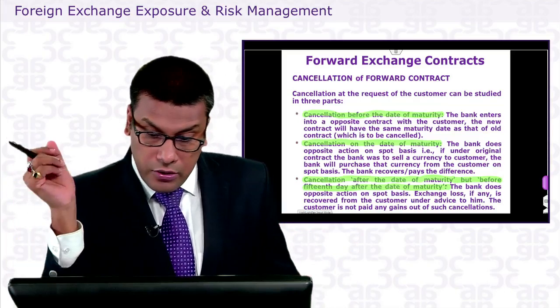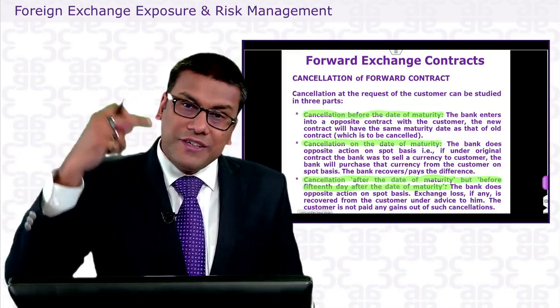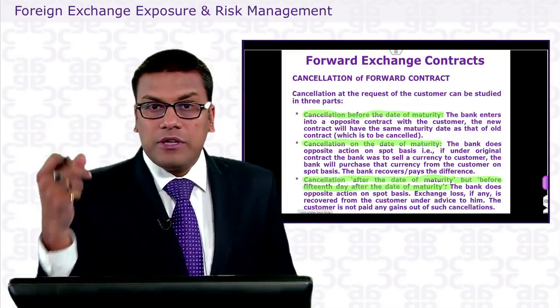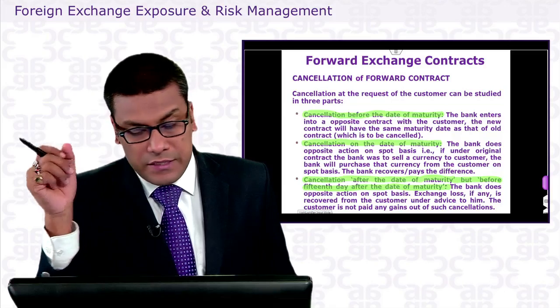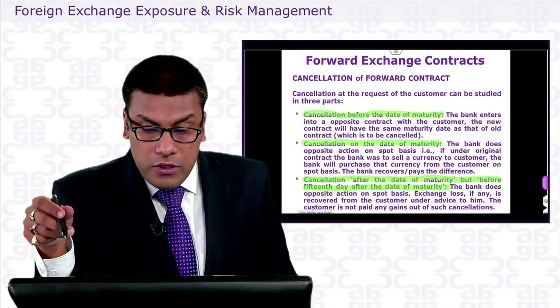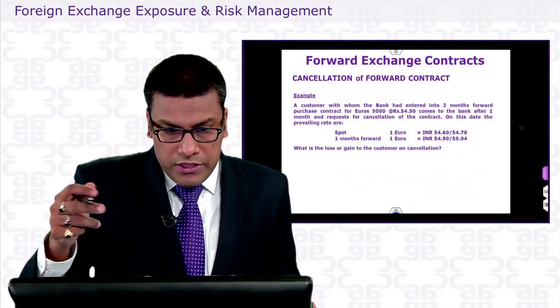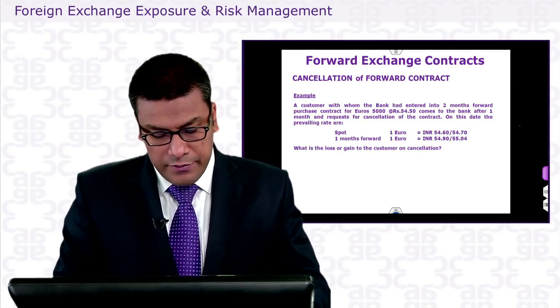You are allowed to cancel the contract provided you are willing to bear the losses that could happen because of the counter trade getting cancelled, because the counter obligation of the bank has to be met in that case. They will enter into an opposite transaction with the market. So this was one thing. So let's try and take one illustration to understand it better.